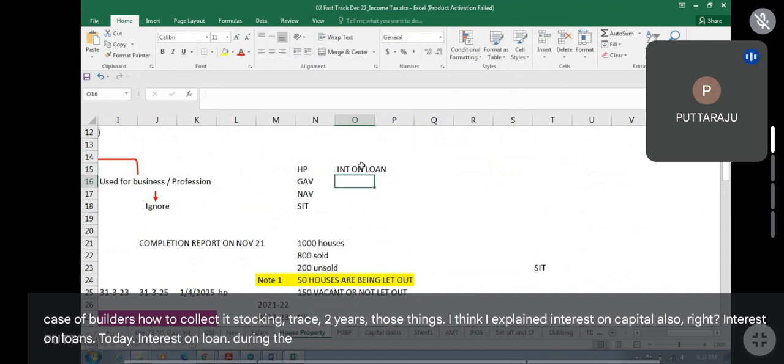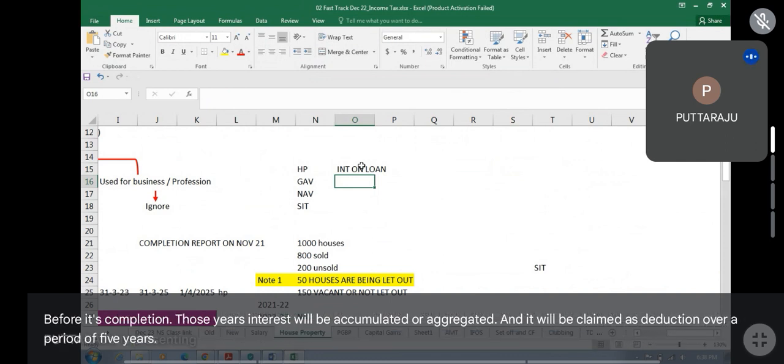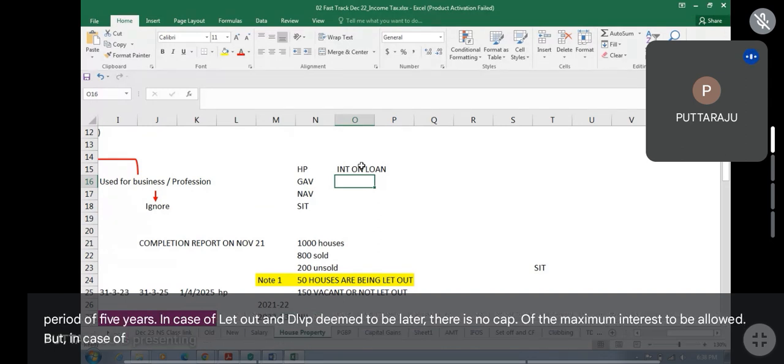During the year in which the construction is complete, excluding that one, the previous years' interest before its completion will be accumulated or aggregated and claimed as deduction over a period of 5 years. In case of let out and deemed to be let out property, there is no cap on the maximum interest to be allowed. But in case of self-occupied property, the maximum deduction you can claim is rupees 2 lakhs. It will be restricted to rupees 2 lakhs.